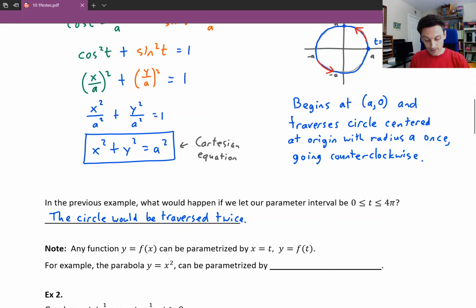So for example, the parabola y equals x squared can be parameterized by what? What do you think that would be? If you said x equals t and y equals t squared, then that would be correct. Because then if you went back and you eliminated the parameter t, all you would do is replace the t over here in the second equation with x. So if you always let x equal t in those cases, then y can just be the original function, but with t's in their place.